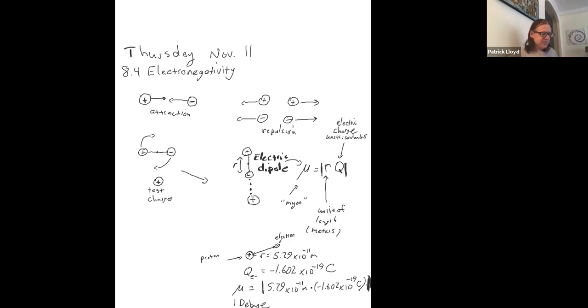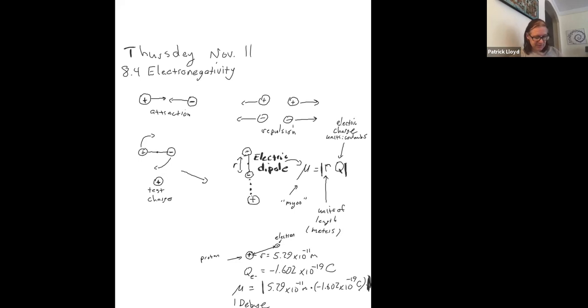So the point of this is that even a hydrogen atom, with one proton and one electron, internally has a dipole. There's an electric dipole because you've got a proton with a charge some distance away from an electron that also has a charge. Now, the electric dipole is generally represented using a vector.